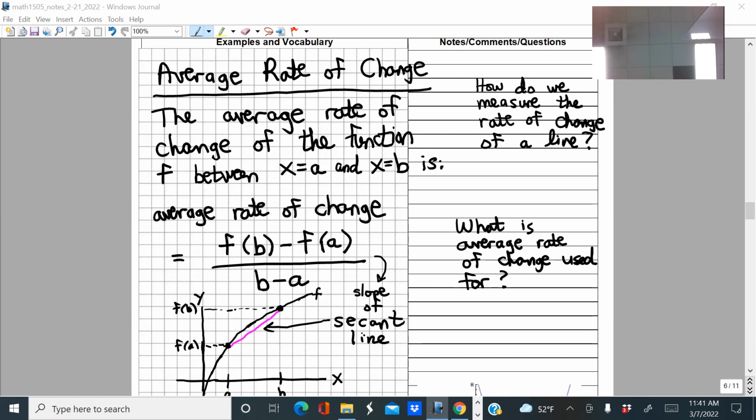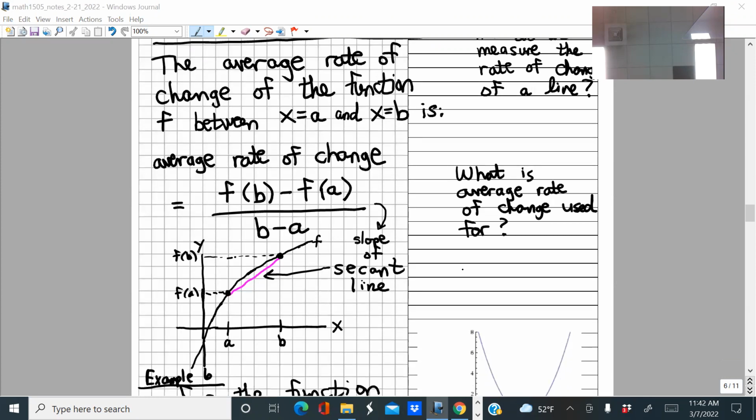This is going to look very familiar to you, though, because the average rate of change is just the slope. The formula for the average rate of change is just the slope, all right? In other words, to answer this question, we're going to treat the curve like it's a straight line, all right? So let me draw you a picture there, all right?